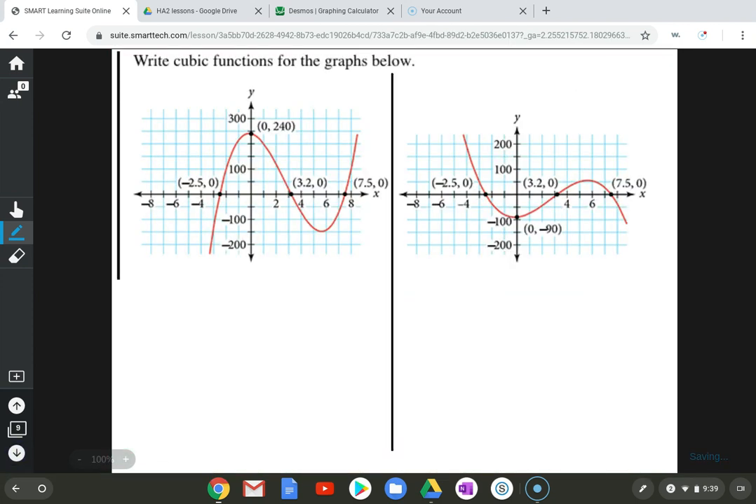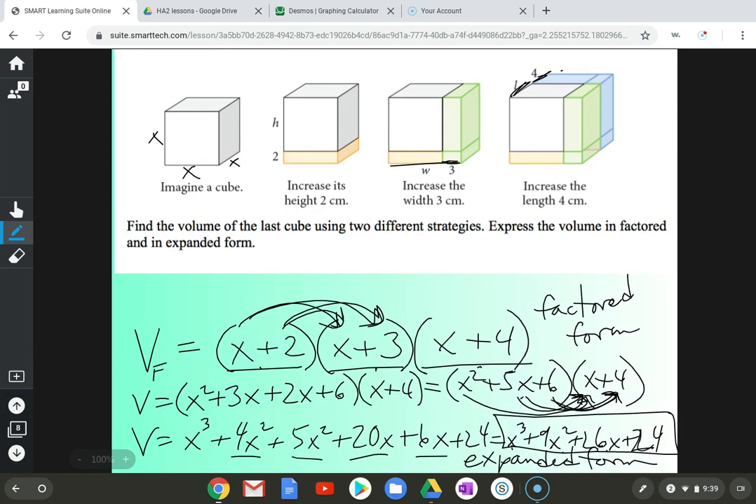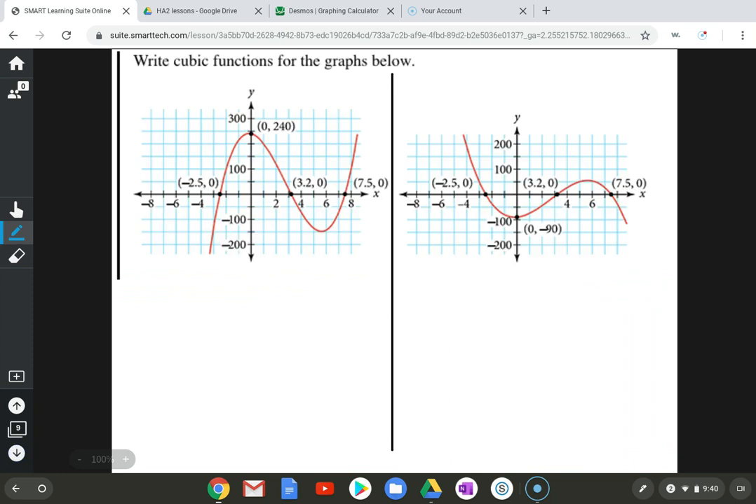All right, we are going to figure out how to write functions for each of these graphs. So in our last example, we had 3 factors, x plus 2, x plus 3, x plus 4. When you're going from a graph to a polynomial, you want to start by looking at the zeros, the x-intercepts. Where does the graph cross the x-axis? These values where the graph crosses the x-axis actually give you your factors.